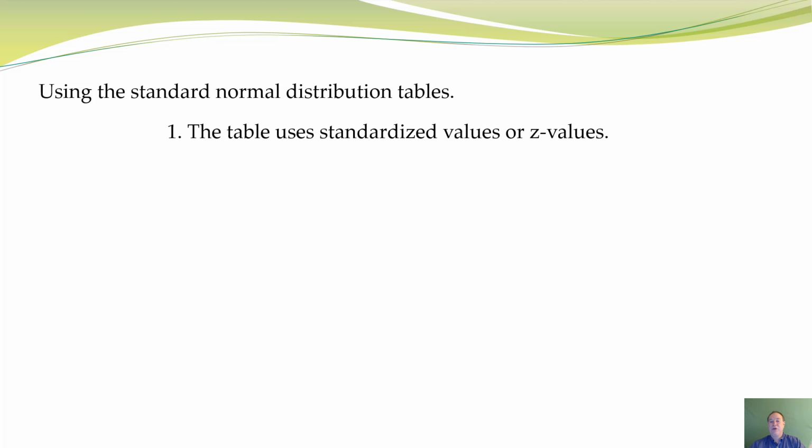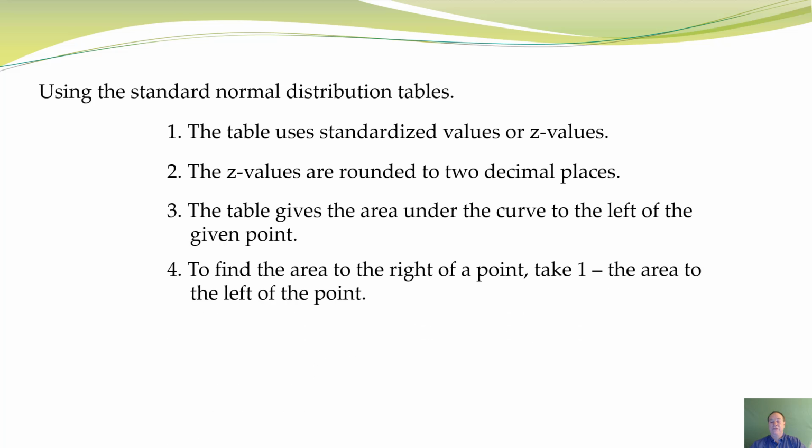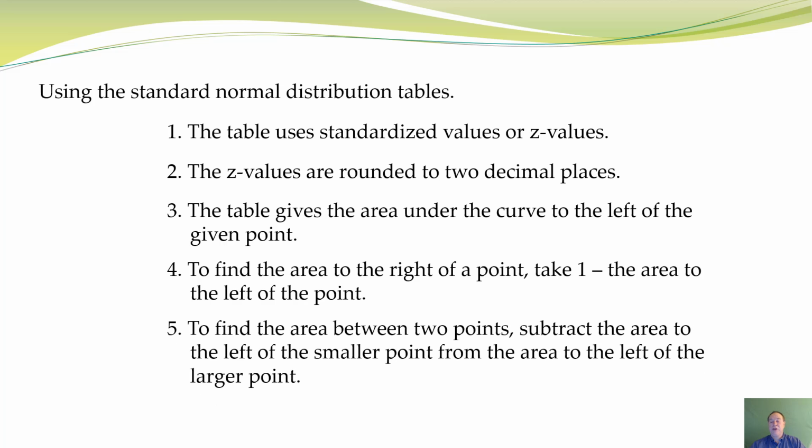Okay, first, the table uses standardized values or z-values. The z-values are rounded to 2 decimal places. The table gives the area under the curve to the left of the given point. To find the area to the right of a point, take 1 minus the area to the left of the point, because remember the total area is 100% or 1. To find the area between 2 points, subtract the area to the left of the smaller point from the area to the left of the larger point.